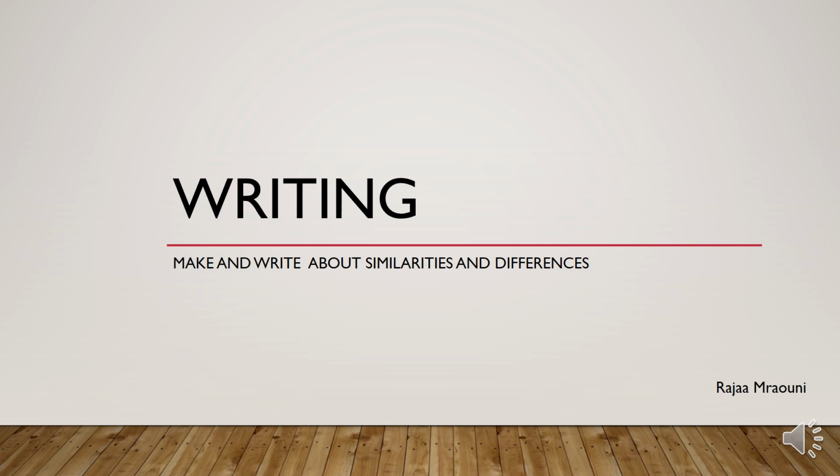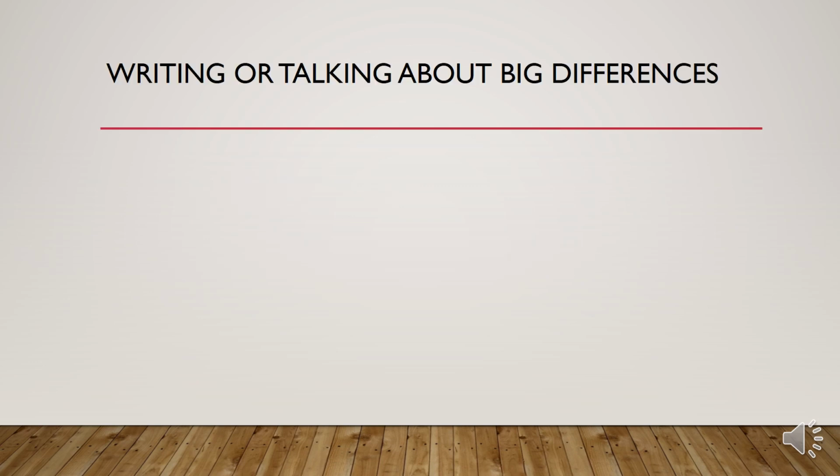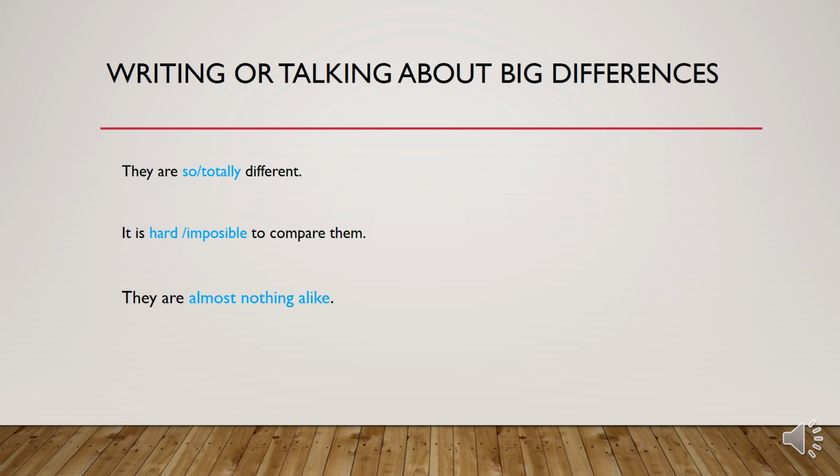So, let's start by seeing how you can talk about big differences. So writing or talking about big differences. So look at this example. They are totally different. So it means that there is a big difference or they are so different. It is hard to compare them, or it is impossible to compare them since it's a very huge difference. They are almost nothing alike.